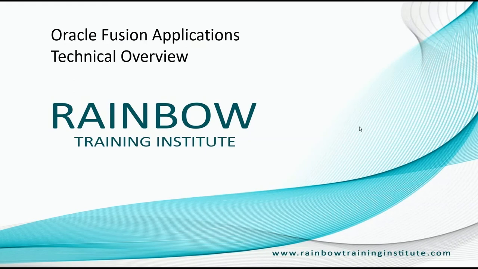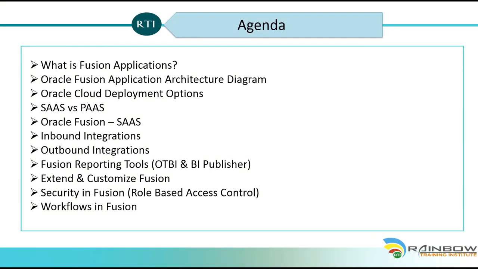Okay, so let's start with the session today. Today I'm going to cover what is Fusion applications, the Oracle Fusion application architecture diagram, and what are the different Oracle Cloud deployment options. Along with the deployment options, I will talk about the SaaS versus PaaS model. And later, the scope of our training course, that is the Oracle SaaS model.